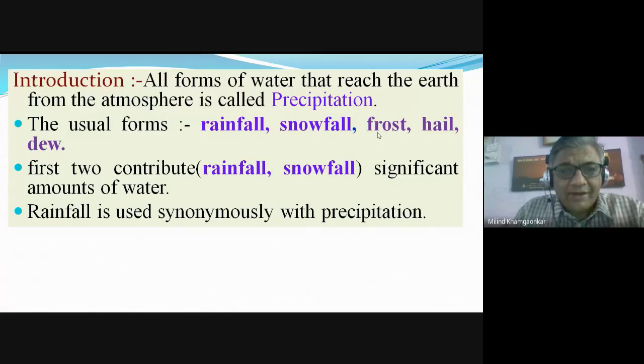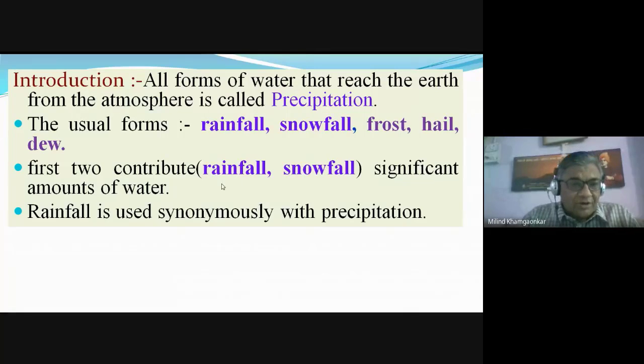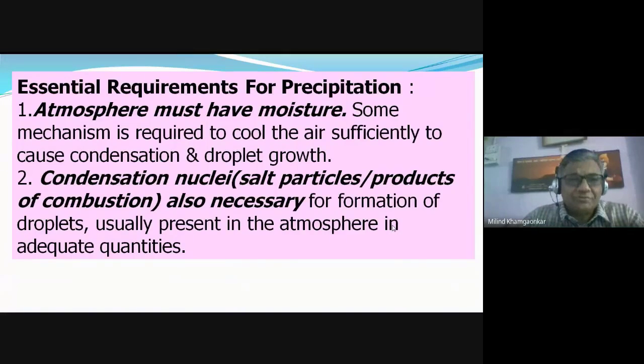The vapor particles which get converted into very small tiny water particles are called dews. The first two, that is rainfall and snowfall, contribute the largest quantity of water that is made available on the earth. And rainfall is usually called precipitation in our region.